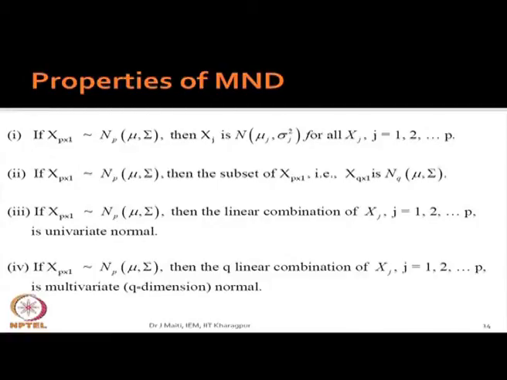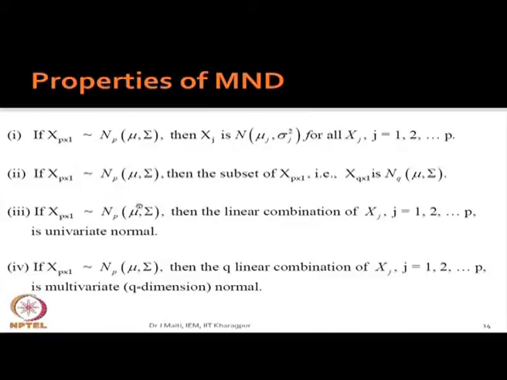The third property is very useful. You see what is written. If x is multivariate normal, a linear combination of x j is univariate normal. This property can be exploited like anything in your research.